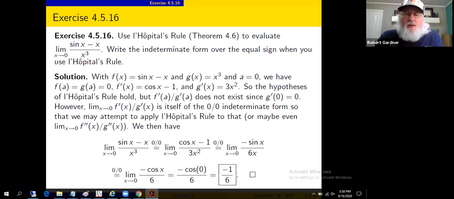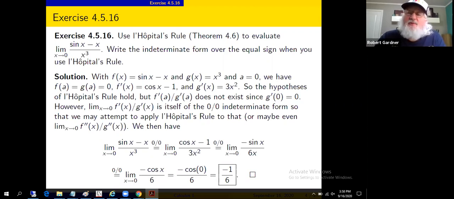Okay, well, let's take a derivative of the numerator and the denominator, and that produces this, which is also of a 0 over 0 indeterminate form. Okay, well, then let's apply L'Hopital's rule again. Derivative of cosine x minus 1 would be negative sine x minus 0. Derivative of 3x squared would be 6x. How about that limit? Oh, that's still a 0 over 0 indeterminate form.